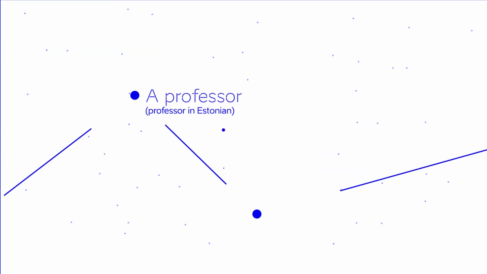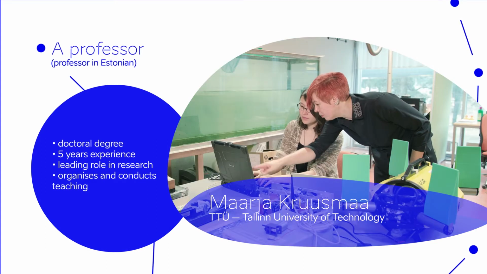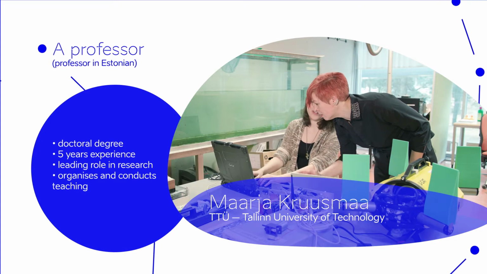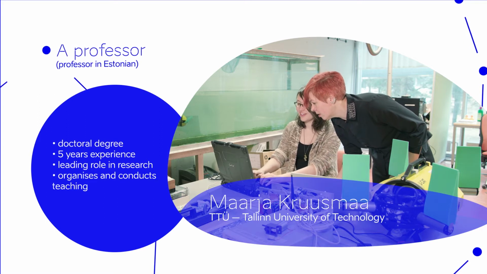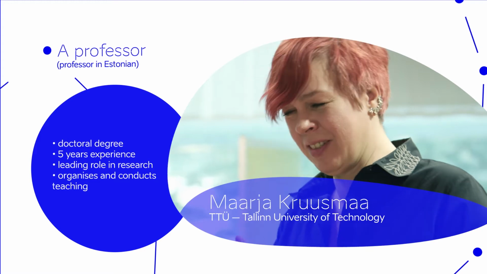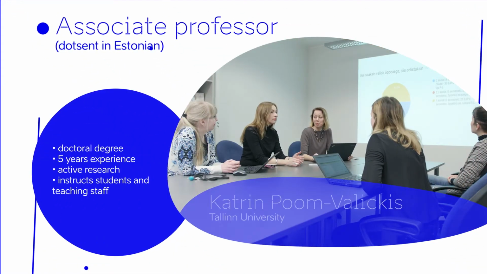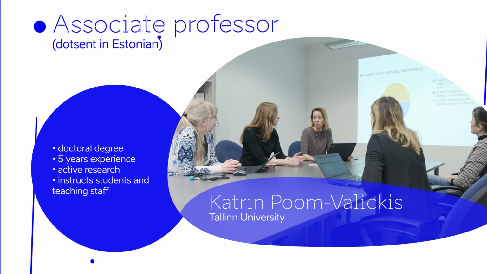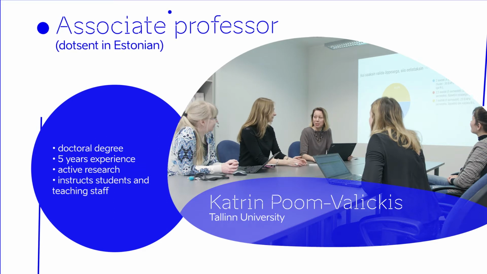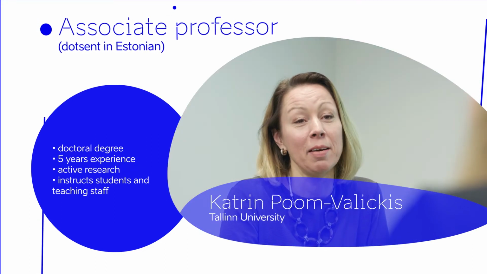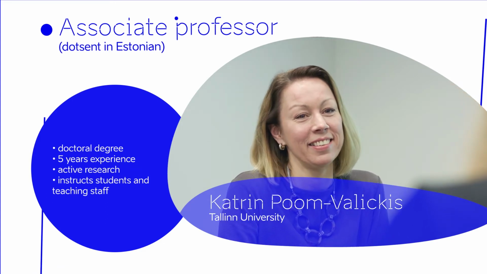A professor holds a doctoral degree, has at least 5 years of experience in research, has a leading role in his or her field of research, organises and conducts the teaching of his or her subjects. An associate professor holds a doctoral degree, has at least 5 years of experience in research, participates actively in research, instructs students and teaching staff.